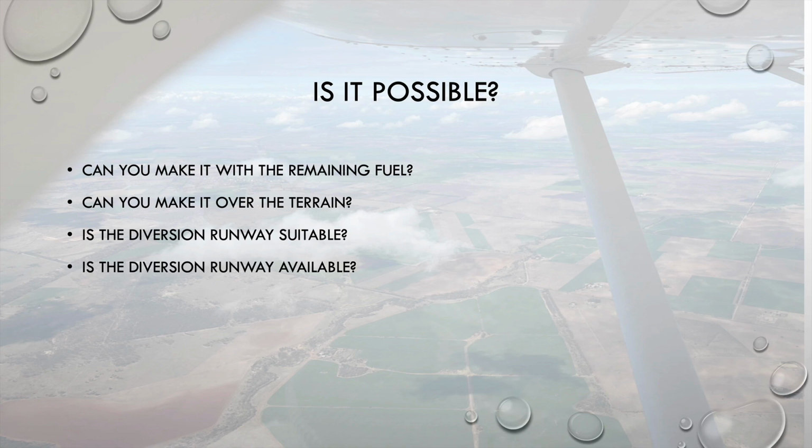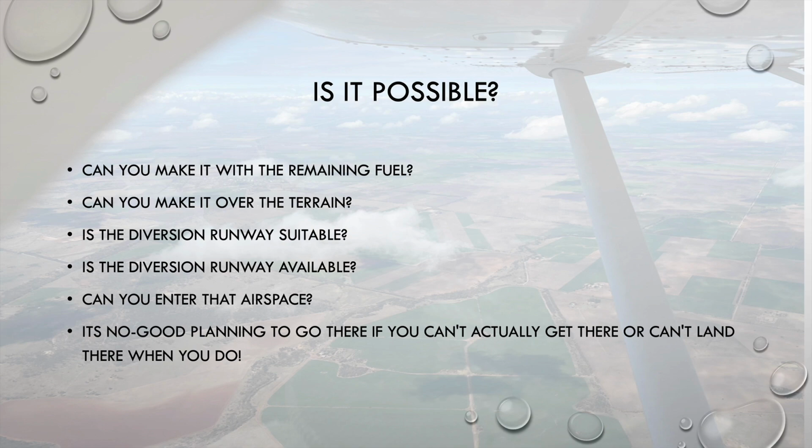Is it possible? Is the runway available? Like I said, is it physically able to be used? Can you enter that airspace? Is there a big chunk of military restricted airspace between you and your diversion, or is it going to go through the Brisbane control zone? You need to be looking at this. Is it possible? Can I physically do it? And if you can't, then no good planning that diversion. It's no good going somewhere if you can't land there when you get there, or if you can't actually get there, you might need to pick the next most suitable runway.